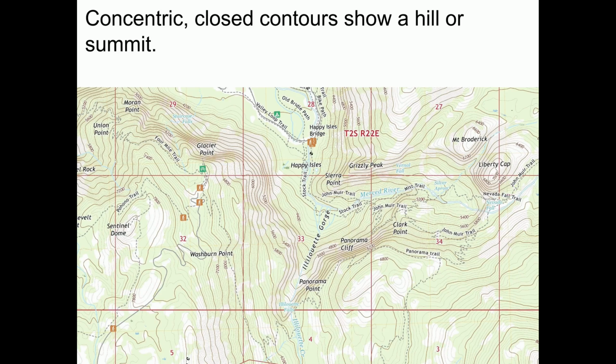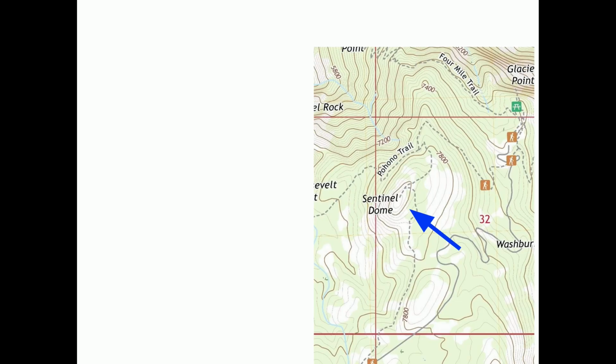Concentric closed contours show a hill or summit. Elevation of Sentinel Dome. So this doesn't have a spot elevation. Like I said, the older maps do have little X's or triangles or an X with a BM by it for a spot elevation. The newer maps have actually eliminated the spot elevation.